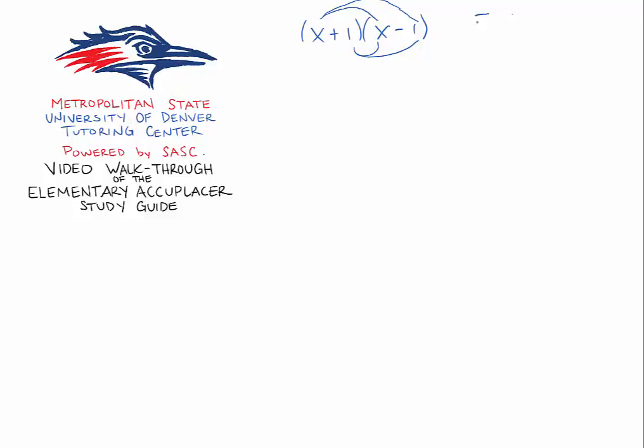And so let me just jot that down. FOIL: first, outside, inside, and that's supposed to be an L, last. And that's it. I mean, it's that easy, right?